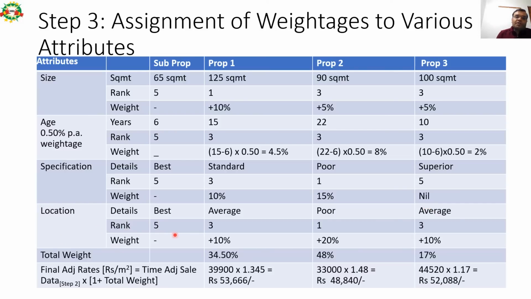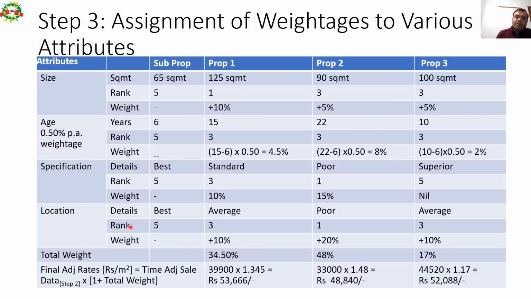The location of our subject property, which is to be valued, is best. However, property 1 has a lower location ranking, so we have to improve it by 10%. We have to increase the price of property 1 to meet the parameter by 10%. Here, property 2 has a poor location, so we can increase the price of this property by 20%, and property number 3 again has an average ranking for the location, so we have to increase the price of this property by 10% to make it equivalent to the subject property.